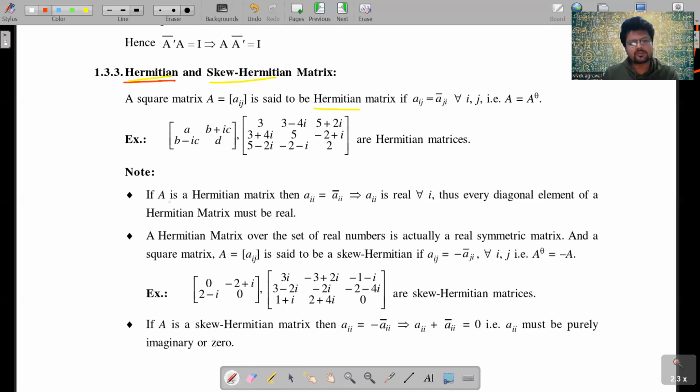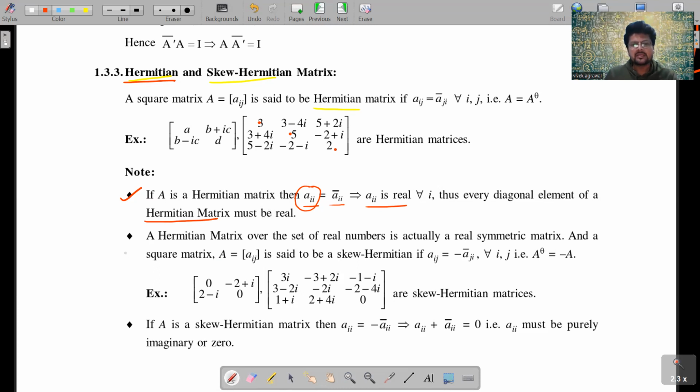Now, let's talk about the property of it. If A is a Hermitian matrix, then Aii is equal to Aii bar. What does Aii mean? The row number and the column number are the same. It means it's talking about the diagonal elements. So for any diagonal element, the conjugate of it will always be the same as the original element. It means it should always be a real number. So for any Hermitian matrix, it's necessary that the diagonal elements should always be real numbers.